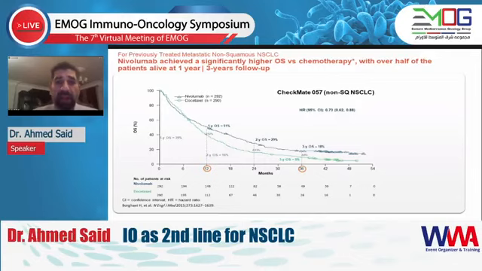You can see here in the CheckMate 057 for the non-squamous histology, the median overall survival reaches around 12 months in the nivolumab arm versus almost 9 months in the docetaxel arm, and this was maintained at each specific survival point at 12, 24, and 36 months. There was a difference of around 10% in the number of patients surviving at each point versus docetaxel.